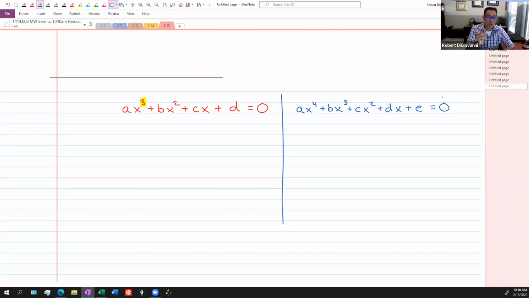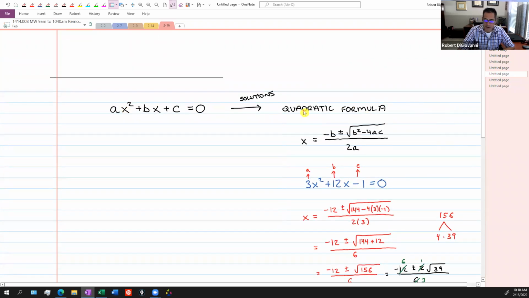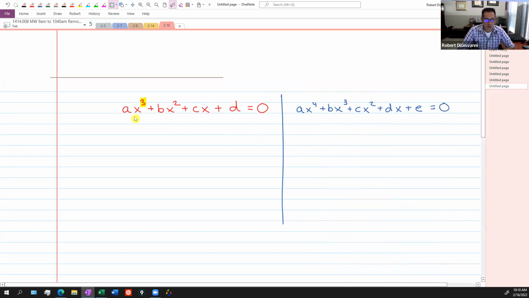So we have a formula for a quadratic, right? If we have a quadratic, we have a formula. Yes? And we just proved where it came from. What do y'all think? Do you think that there's a formula for a cubic? Do y'all think that there's a formula for this? Just like a quadratic formula? What do you think? Yes? Yeah, there is. You want to see it?